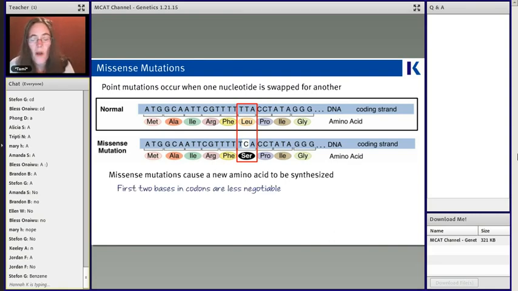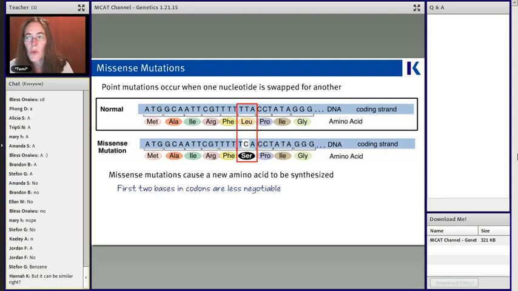Okay, first of all, if we change something in the first two bases, that's less negotiable. That usually changes the amino acid or does something else. But Hannah's got a good point. It could be a similar type. They could both be hydrophobic or they could both be acidic. If they're similar, typically the mutation is not as drastic. Okay? But it may be depending on where it is.